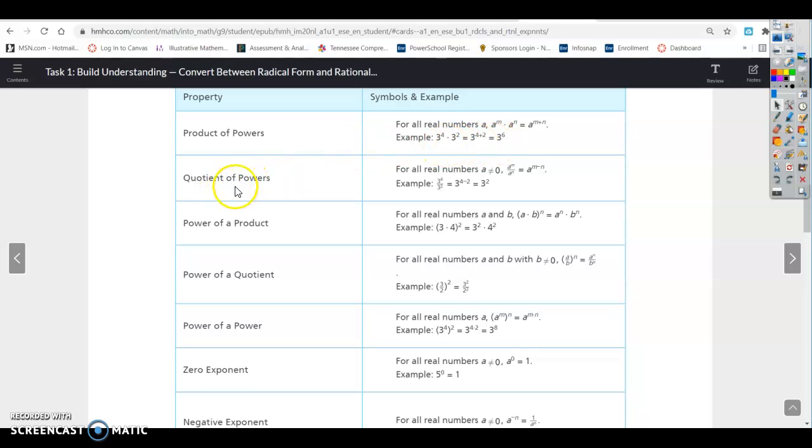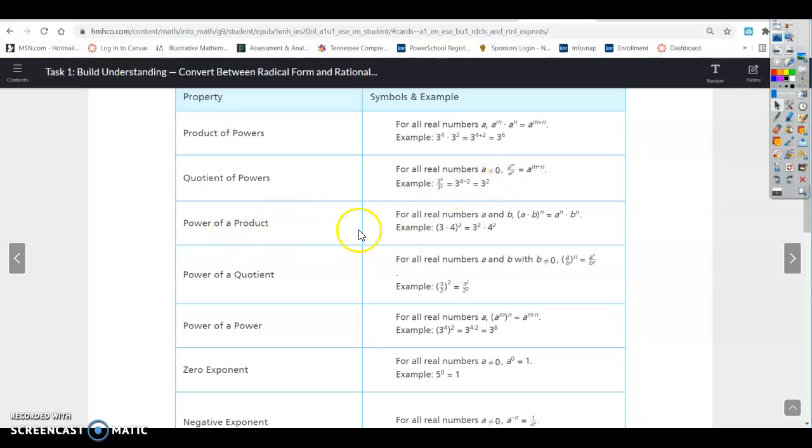All right, quotient of powers. Product means multiply. Quotient means divide. So a quotient of powers, for all real numbers a not equal to 0 because you can't divide by 0, a to the m divided by a to the n equals a to the m minus n. Again, you go from division to subtraction, as long as you have the same base. And here's an example with numbers.